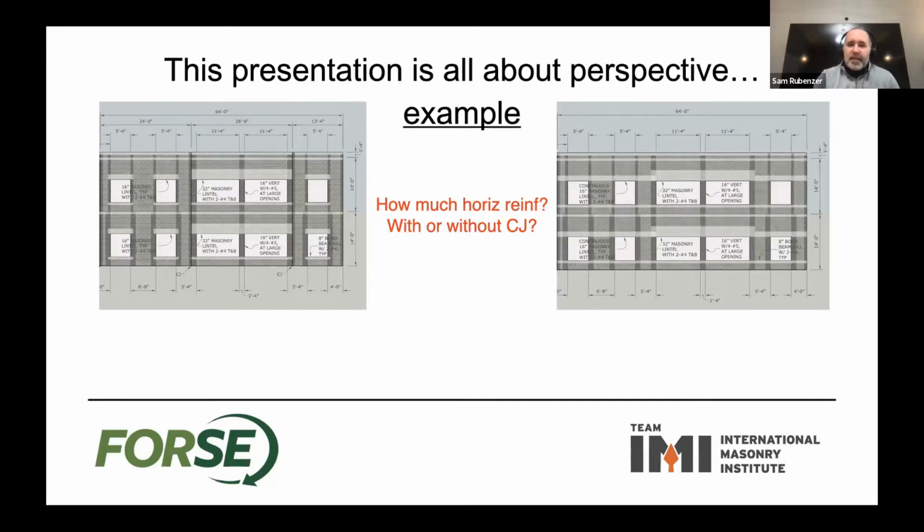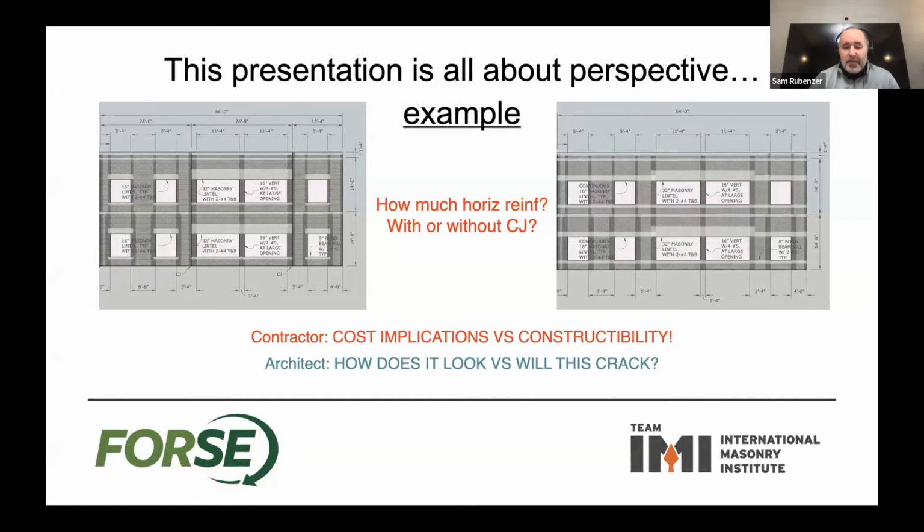So like I said, it's all about perspective. A contractor is going to look at cost implications versus constructibility between the different options that I might present. An architect's going to look at this and ask, how is this going to look? How is it going to perform? Will it crack? So I understand there are these different options.